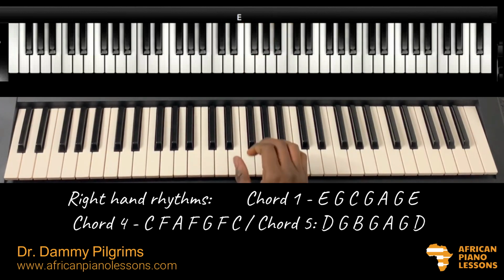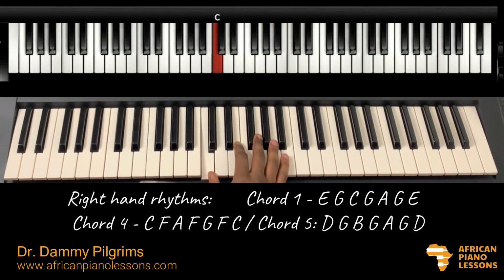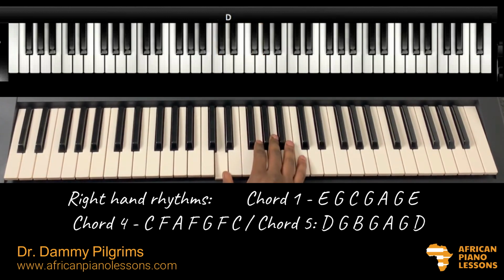Now from the beginning again, slowly. E, G, C, G, A, G, E. For chord 1, then chord 4: C, F, A, F, G, F, C. And again. Then chord 5: D, G, B, G, A, G, D.